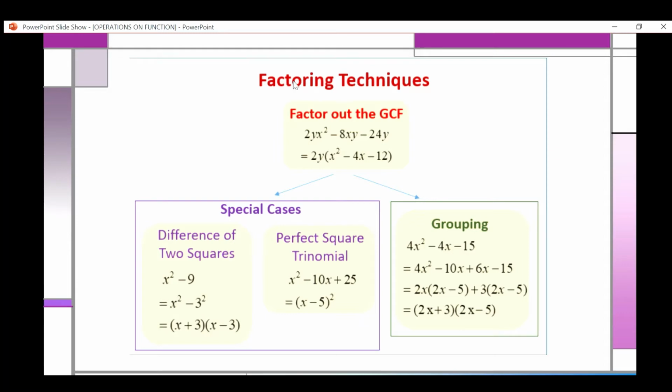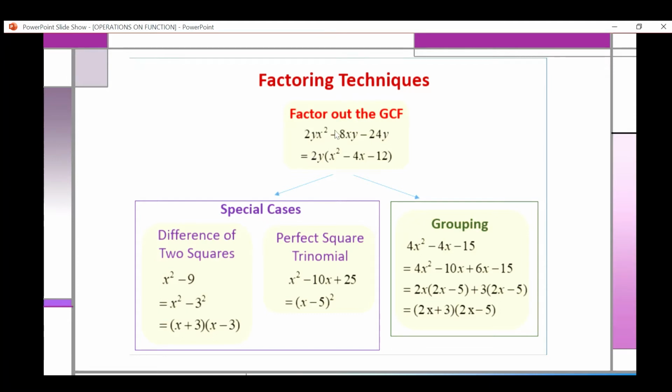Next naman na i-recall natin ngayon is yung factoring techniques. Ayan. So, gagamitin natin ito mamaya sa simplifying ng operation in division ng function. Okay? So, ayan. How to factor out using the GCF. So, pag may nakita tayong magkakapareho sa mga terms, pwede natin siyang i-factor out. Okay? So, factoring the common monomial factor.